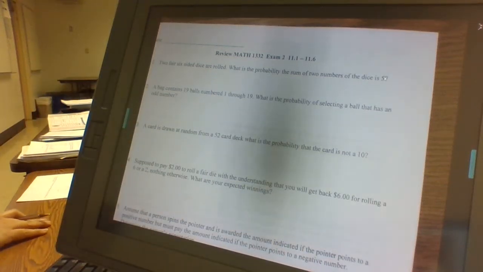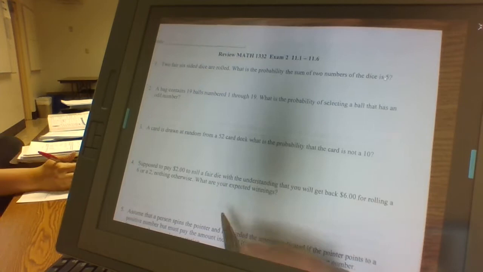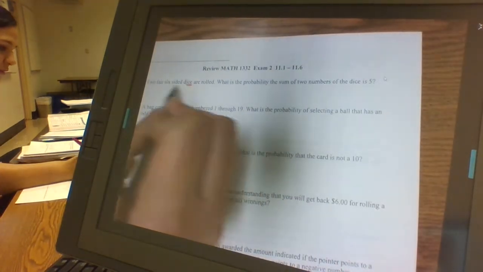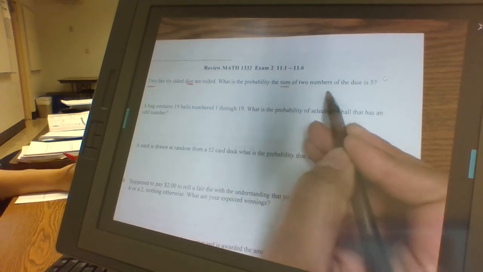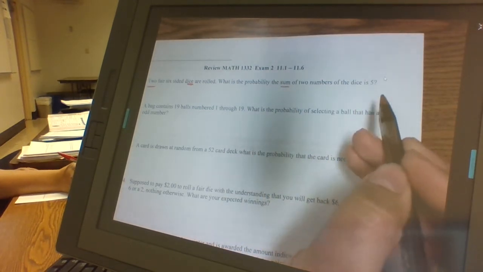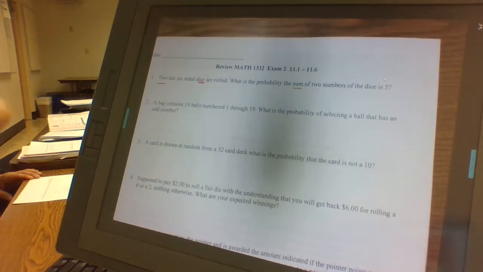Alrighty, so let's look at the first question. We have dice. There's two of them. What is the probability that the sum of the two numbers is a 5? So how can you get a 5 when you're rolling dice?